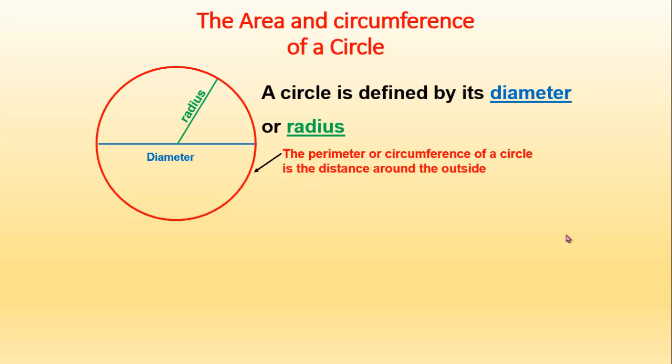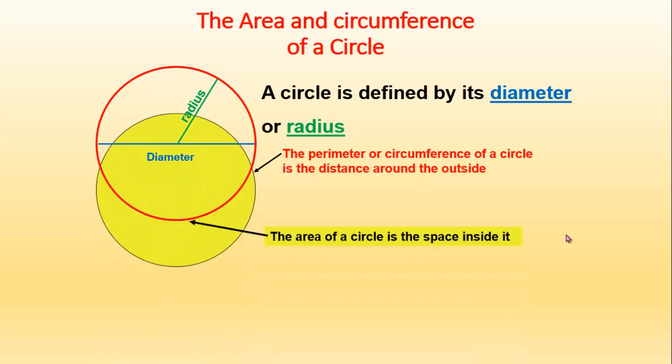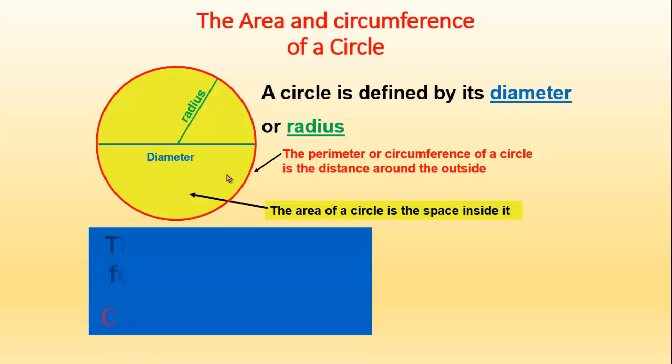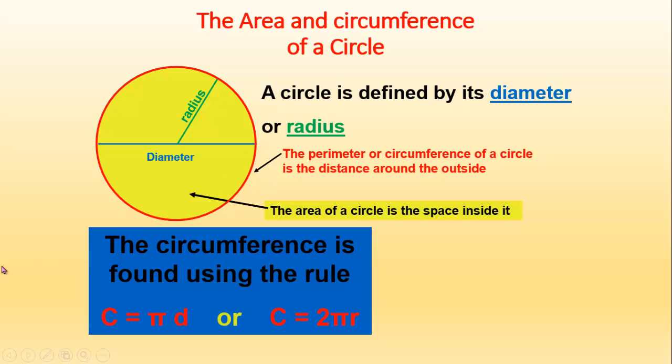But now what about the area? The area of the circle is the space inside it. So here, when I'm talking about the area of a circle or calculating the area of a circle, I am calculating the area inside of the circle, this yellow part. Let's remember again, what was the rule for calculating the circumference of a circle? It was either circumference equals pi times d or circumference equals 2 pi r.